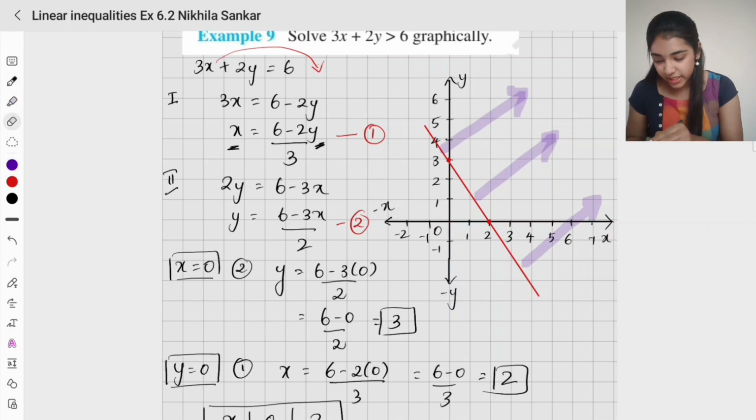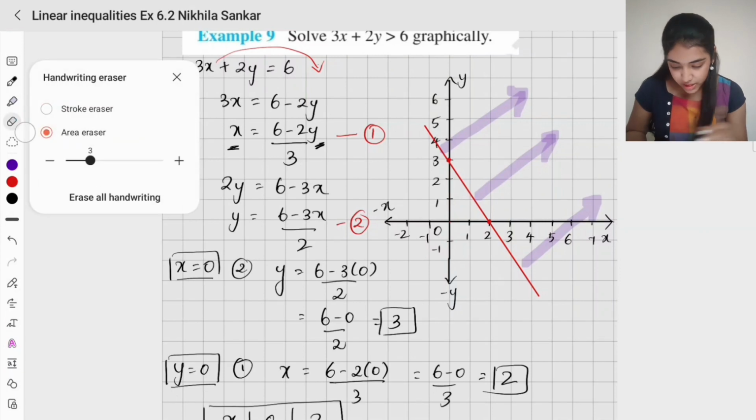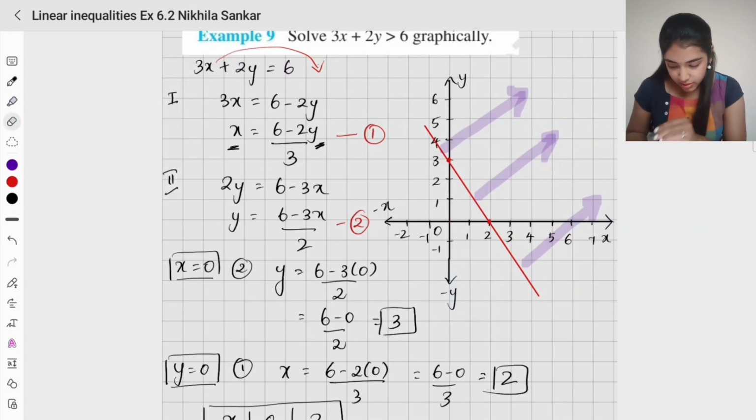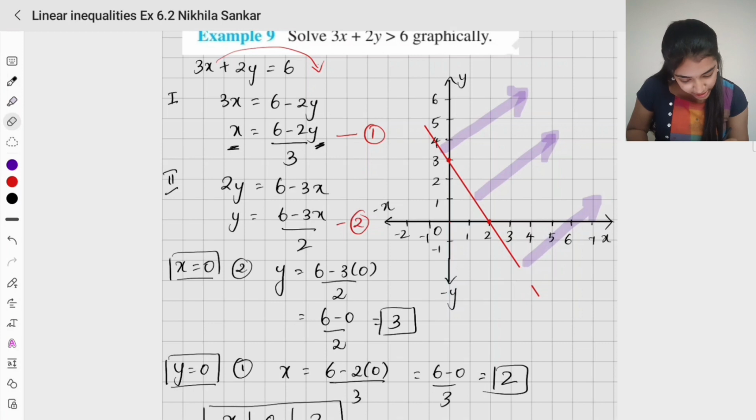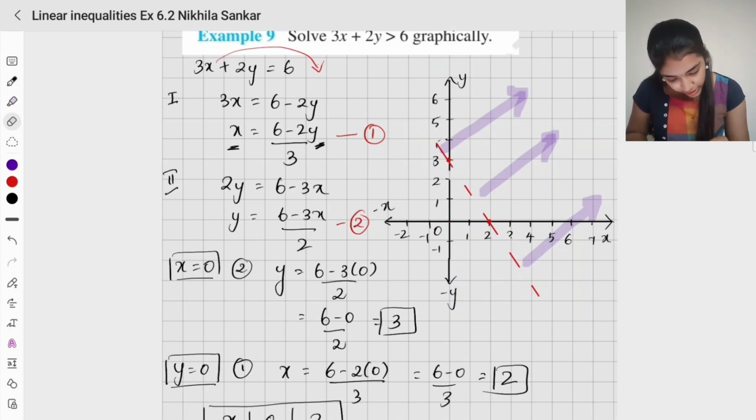Also, when we are dealing with strict inequality, you should not draw a straight line. You have to draw a dotted line. Correct? So when you are drawing a dotted line and erase some parts, this is how your line should look like. It should be dotted lines. Okay?